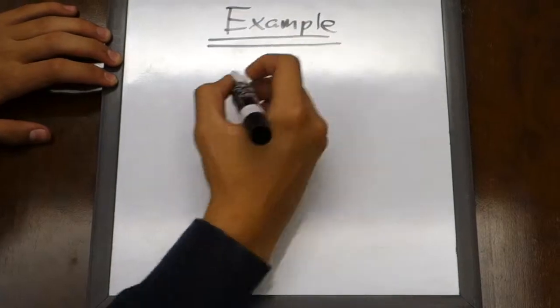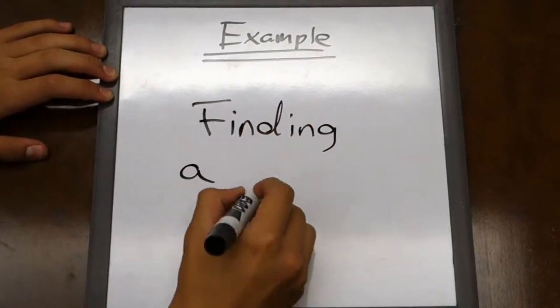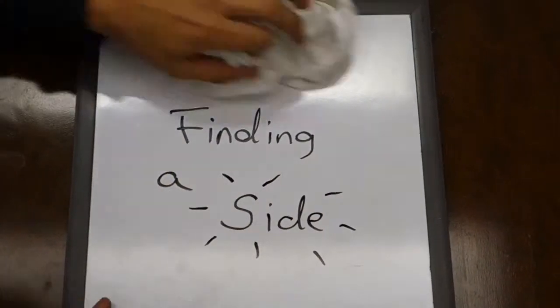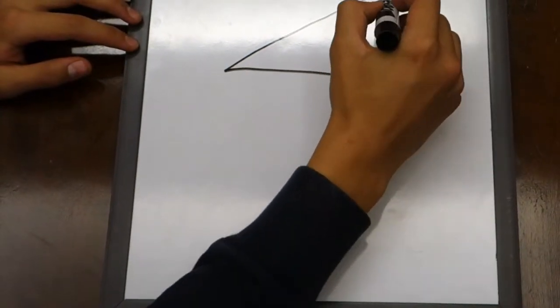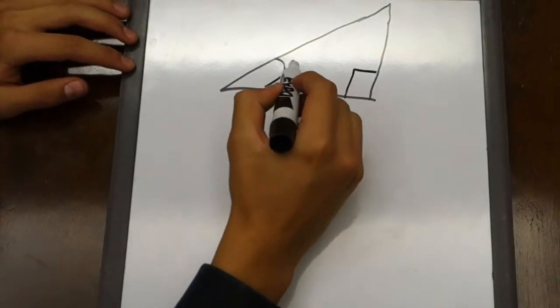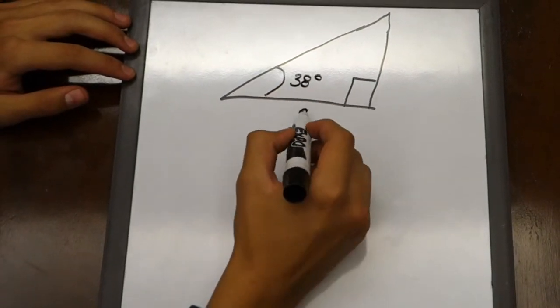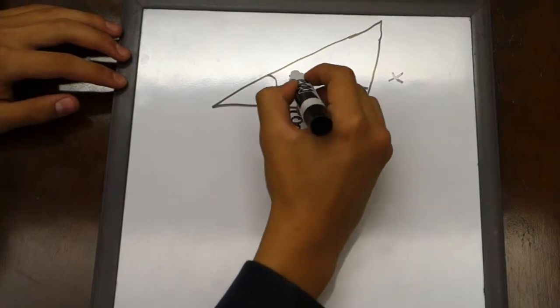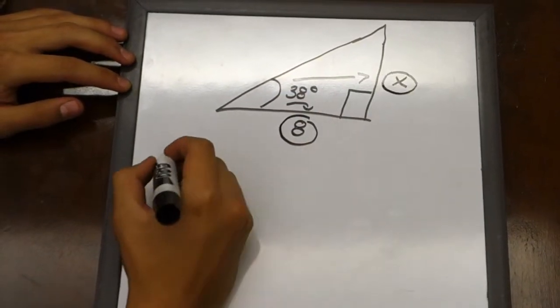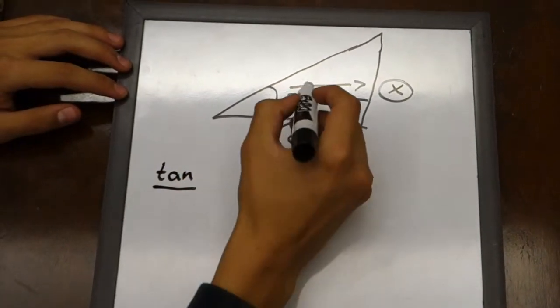The first example will be finding a side. We're going to use this triangle for the example. It has an angle of 38 degrees. Its adjacent side is 8, and its opposite is x. This means it is tan. As we already know, the formula for tan is TOA, the opposite divided by the adjacent.